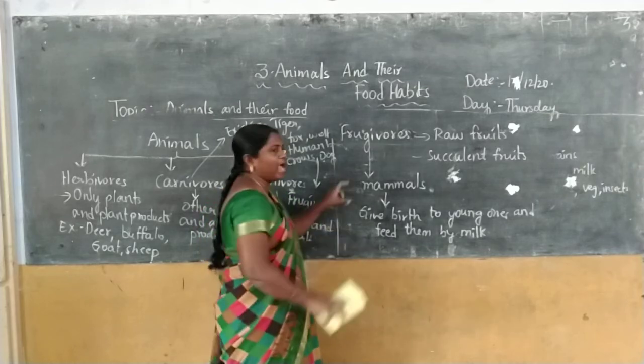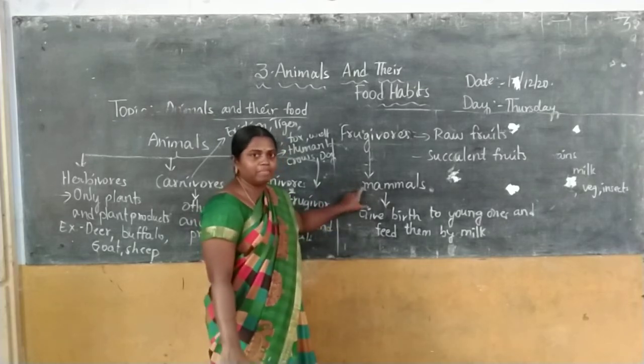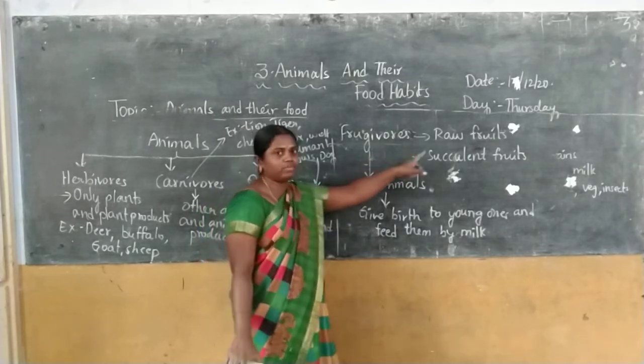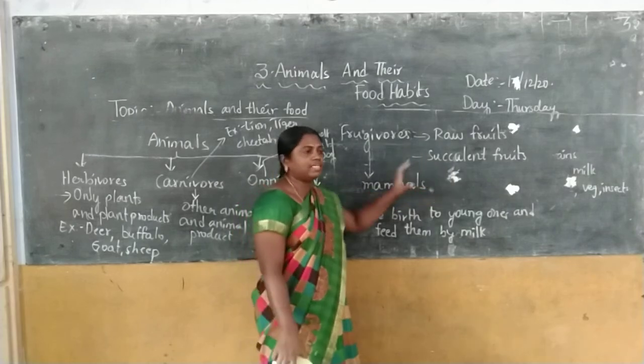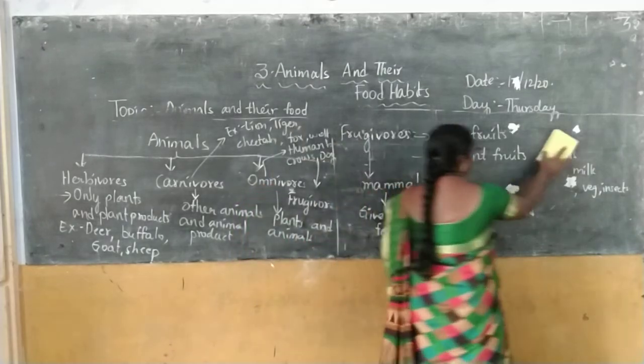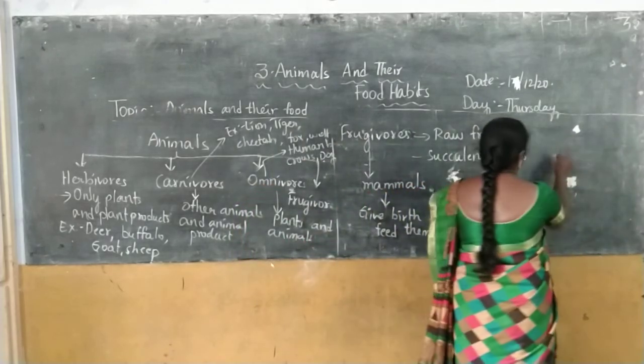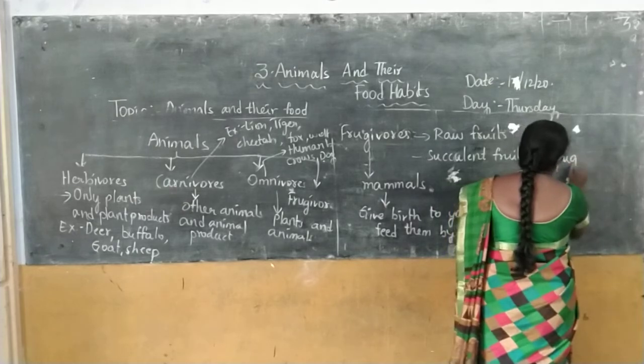So all the mammal animals they mostly consume the raw fruits and the succulent fruits. So that type of the animals you call them as frugivorous. What do you call them as? Frugivorous.